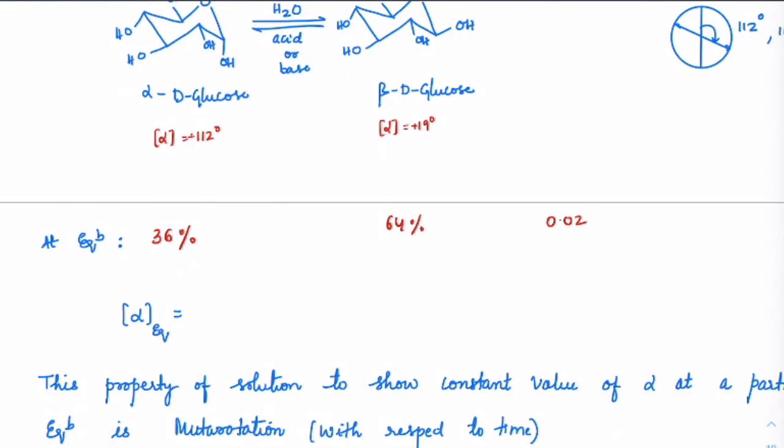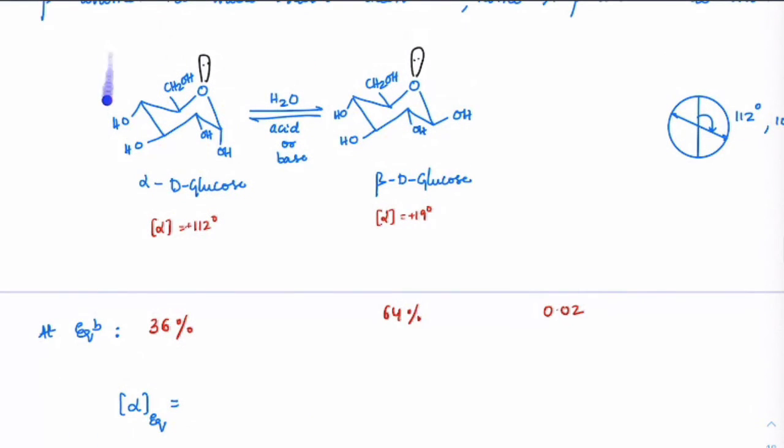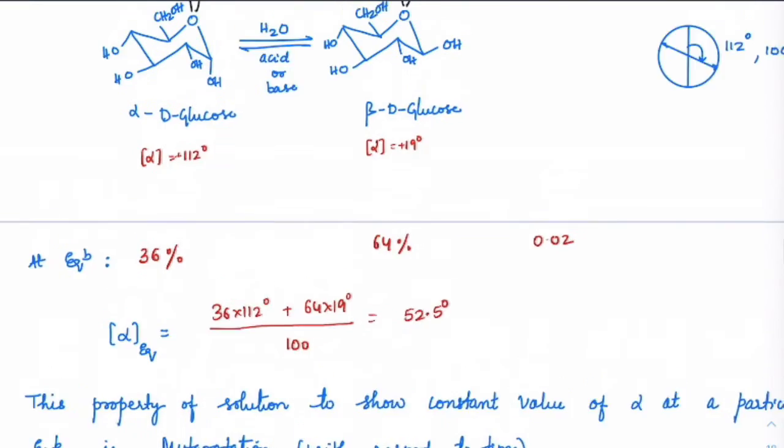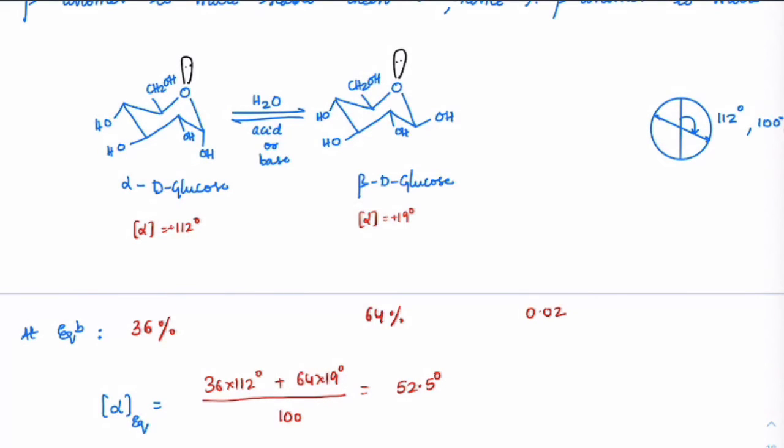Then what will be the specific rotation at equilibrium for the entire solution, because now this entire thing is one solution. For this solution, how much will be the rotation? It would be 36 multiplied by 112 degrees plus 64 multiplied by 90 degrees, divided by 100, and this turns out to be 52.5 degrees. So if you take an aqueous solution of glucose at equilibrium, it will show around 52.5 degrees.